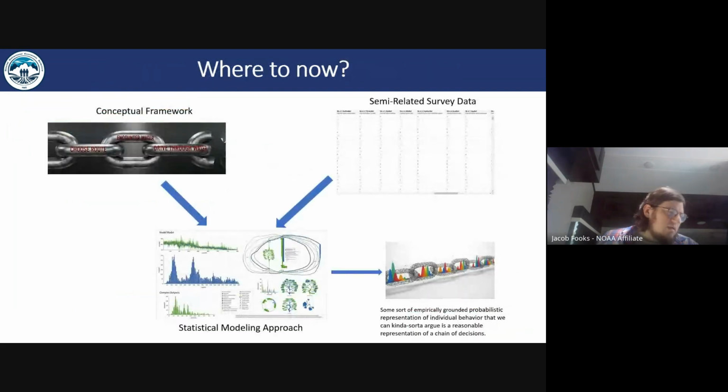So to put this another way, what I'm going to walk through here is the conceptual framework that we've thought about. We're looking at a chain: people choose routes, and then they encounter water. Do they drive through water? There's other stuff going on up the chain, and we have a whole bunch of data that's semi-related that has this structure in it. We need to come up with some sort of statistical modeling approach that ultimately is going to give us a grounded probabilistic representation of individual behavior that looks like a chain of decisions. So that's, in a very big hand-wavy way, the way that we're going to go through here.